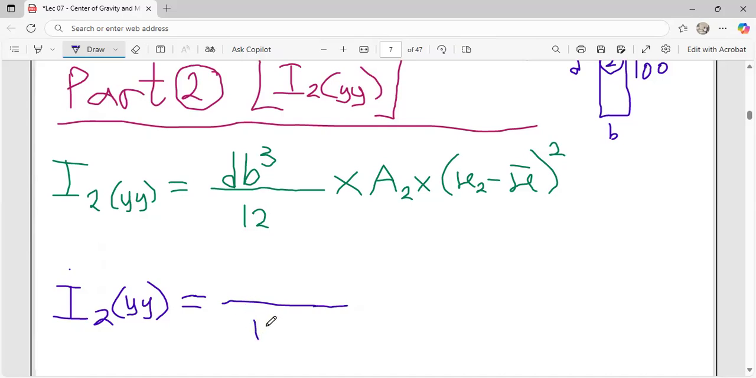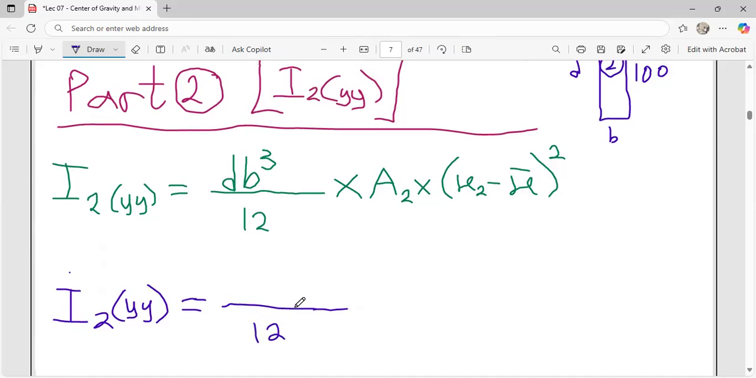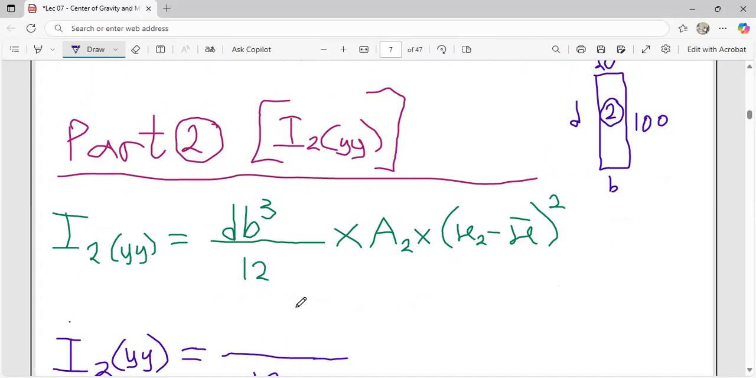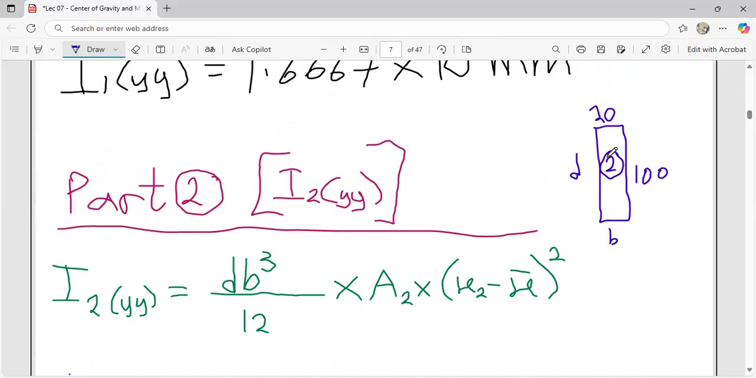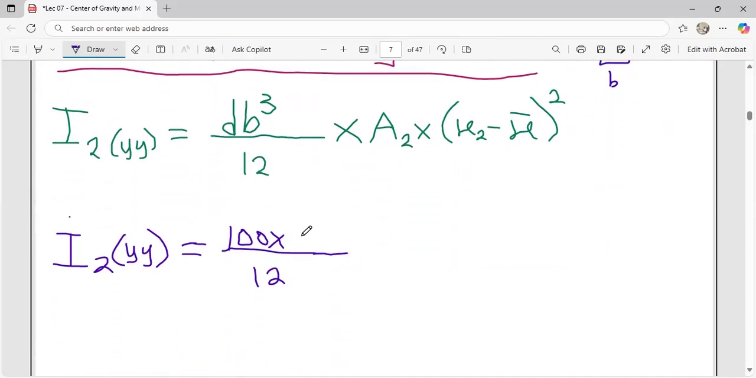Our denominator, we know that it was 12. So our D is what? 100. Our D is 100. Times the B. The B was what? 20. You can see it over there. The B is 20.